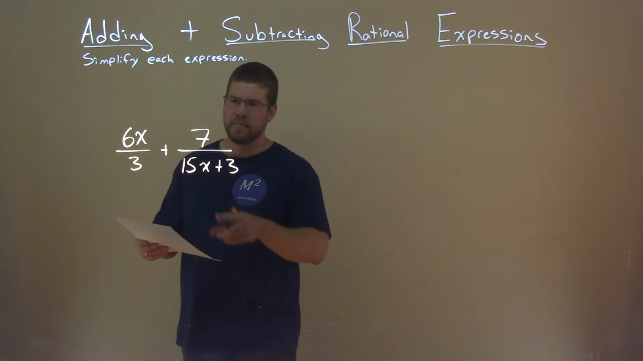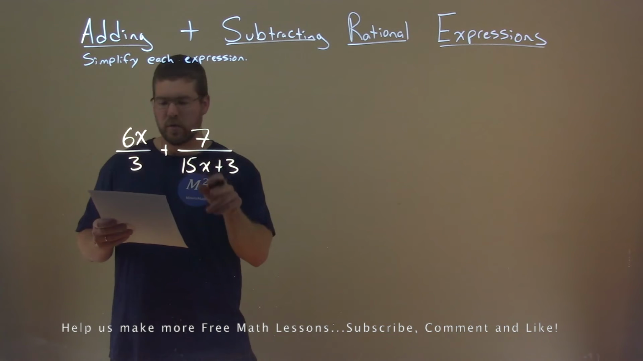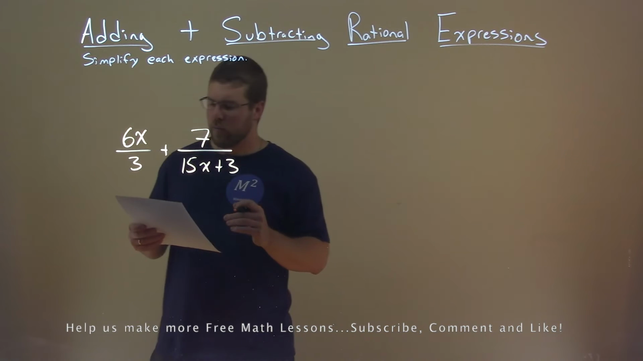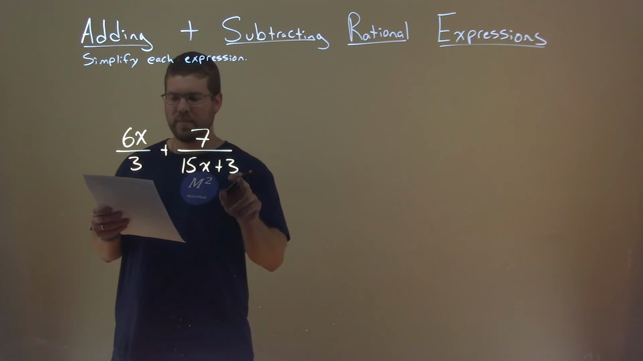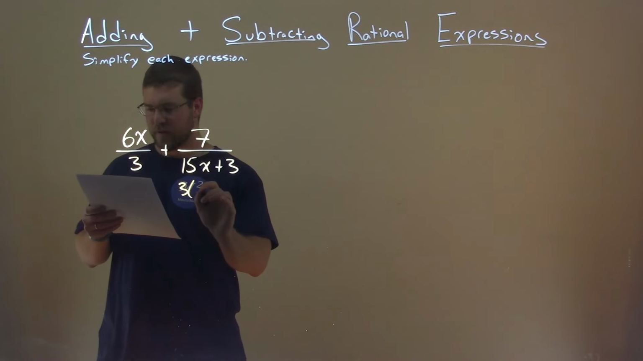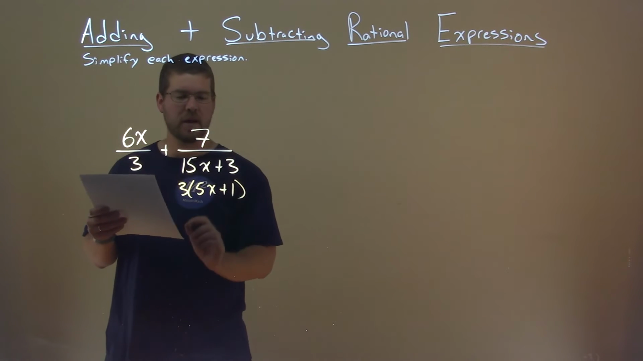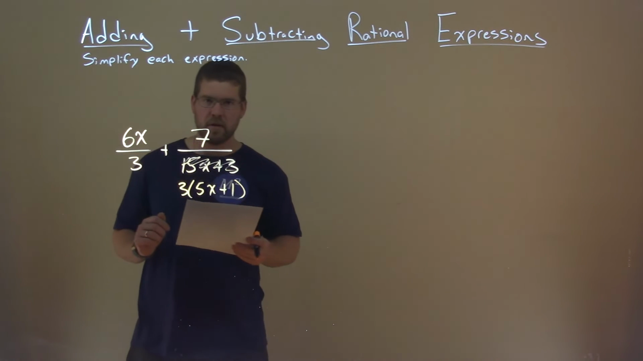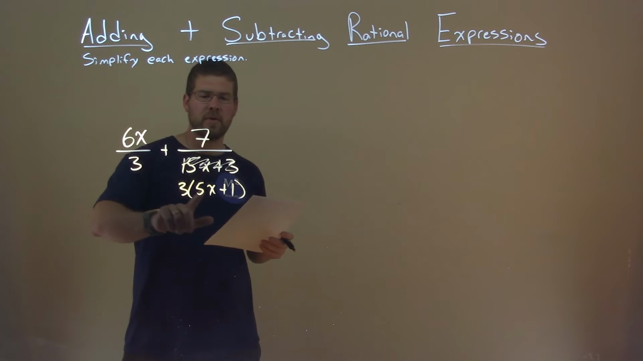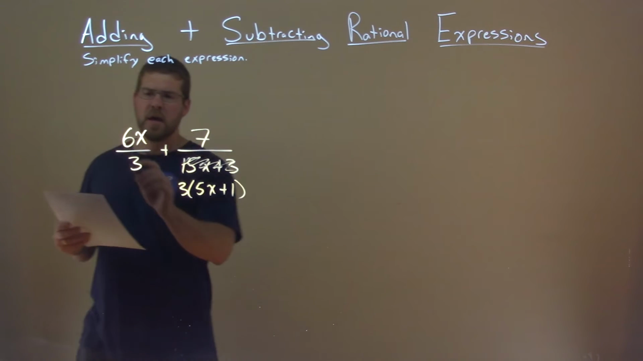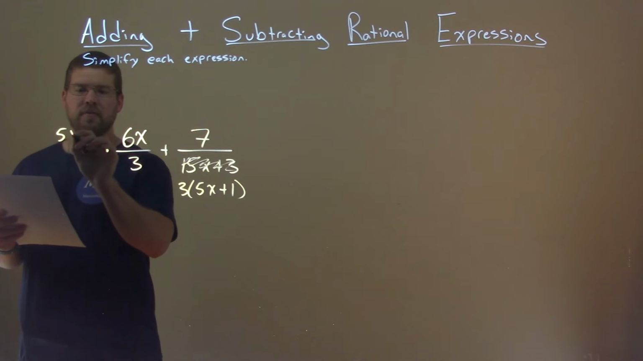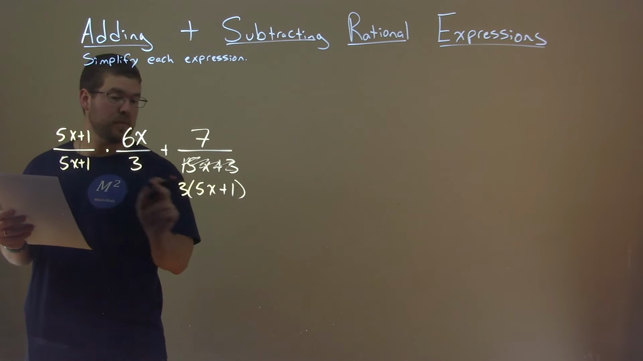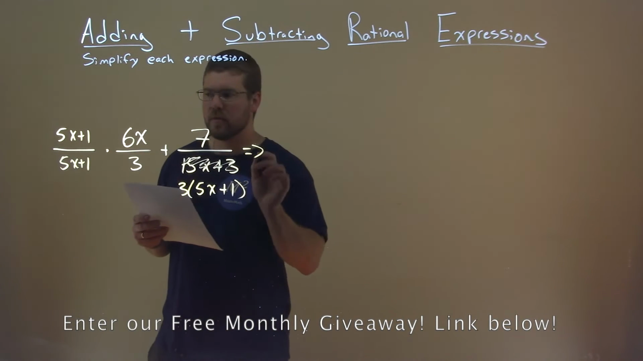We're given this problem right here, 6x divided by 3 plus 7 over 15x plus 3, and we need to simplify this expression. Well, first thing I'm noticing is this 15x plus 3, I can pull a 3 out, and I'm left with a 5x plus 1 in the denominator. So let's replace that. Now we want to have a common denominator here. 3 and 3 are pretty close, but there's still that 5x plus 1 here. If I multiply the first fraction by 5x plus 1 over 5x plus 1, the denominators would then be the same. So what does that come out to be?